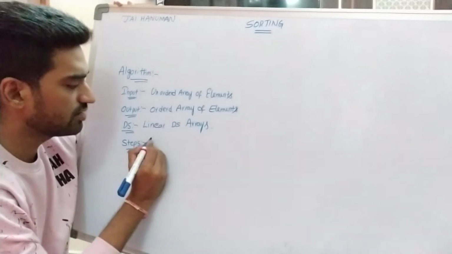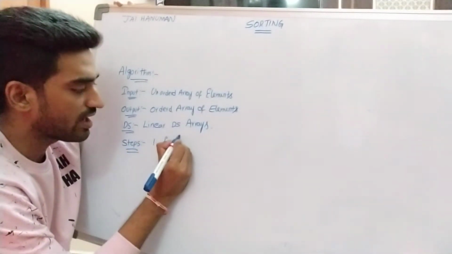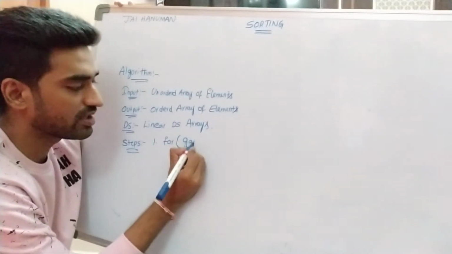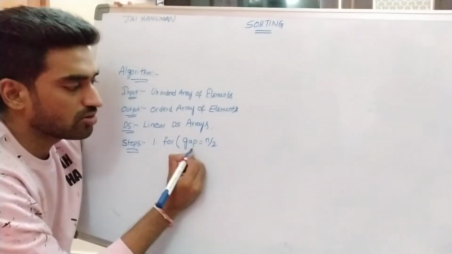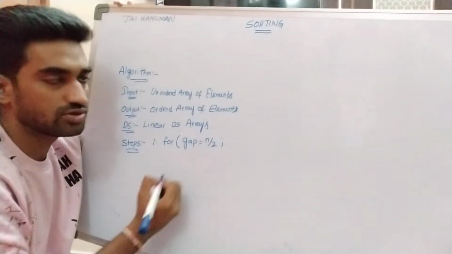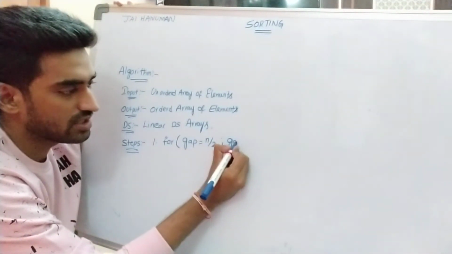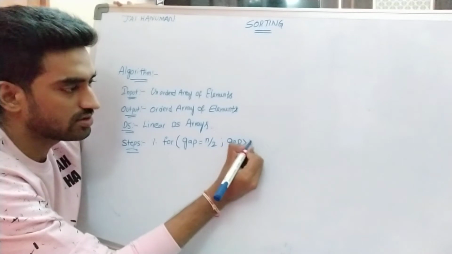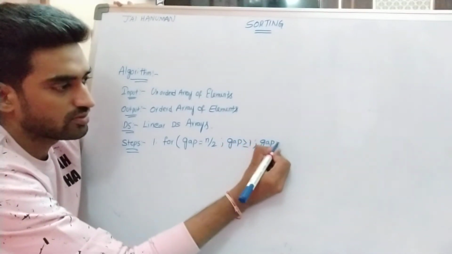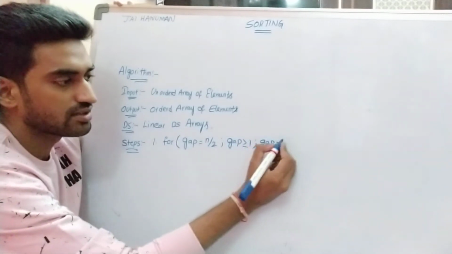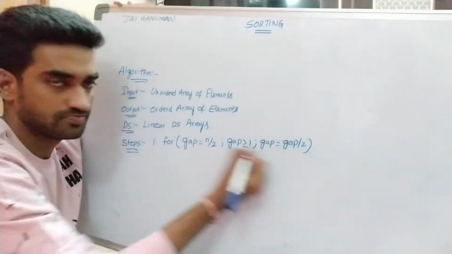First of all, I am taking one loop. In that loop, I am considering one variable, that is the gap variable. Gap is equivalent to n by 2. So how to find the gap value? N by 2. After finding the gap value, we check one condition: gap greater than or equal to 1. Then for the next iteration we calculate the gap value with the help of gap is equal to gap by 2.